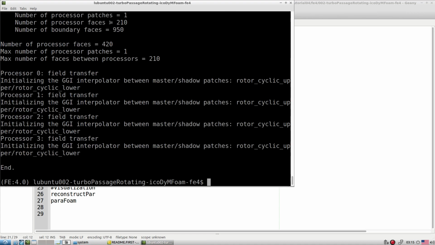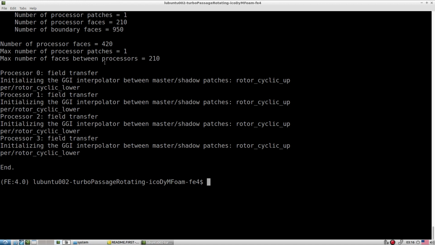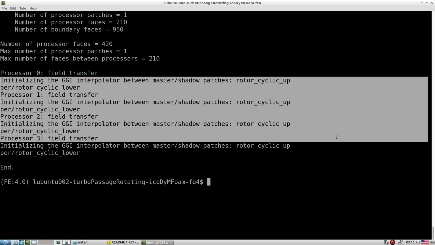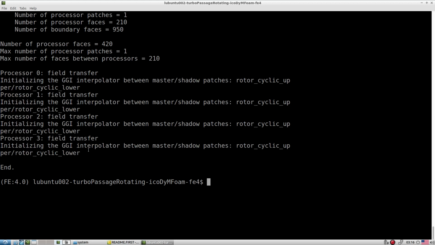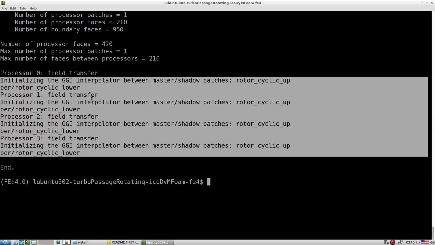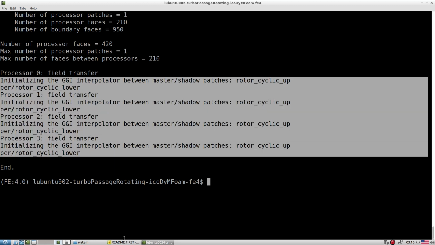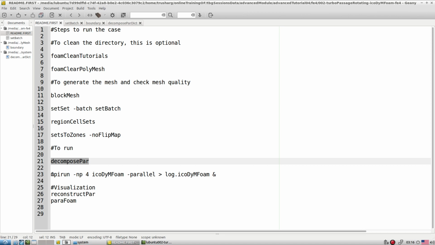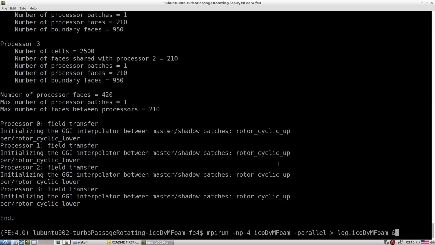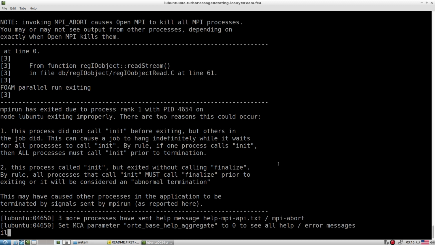And look, when we are decomposing it, take into account this one: initializing the GGI interpolator between the master and the shadow patch. So it tries to take into account all the global patches. Wherever they require some interpolations, they have to take into account these portions. Explicitly, we have to specify at what location the grid interface is required from the parallel computing point of view. Let's now run the case on 4 processors and see how it's working.